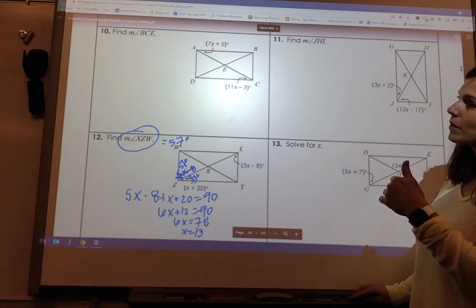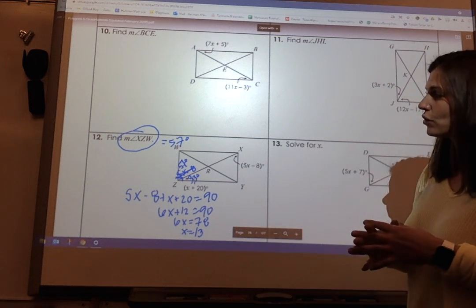So you know how to do them algebraically. This is just an example, but if you are still struggling, come and see me.